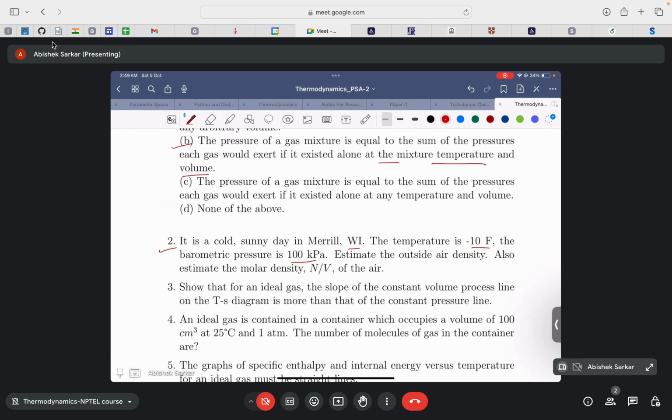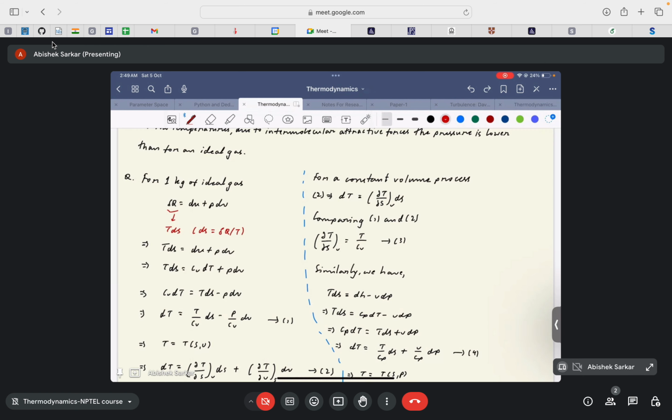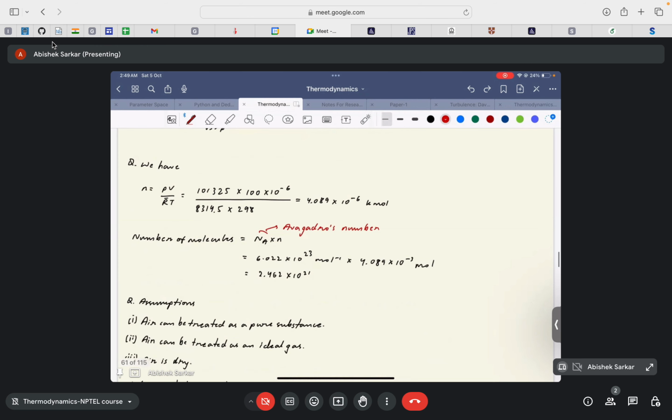Molar density is defined as the number of moles over the volume of air. So you can easily use the ideal gas law to find the density of the air and then find the molar density of air in this particular weather condition, with minus 10 Fahrenheit temperature and 100 kilopascal barometric pressure. Let us look into the solution once. That can be easily found out. It's quite simple.